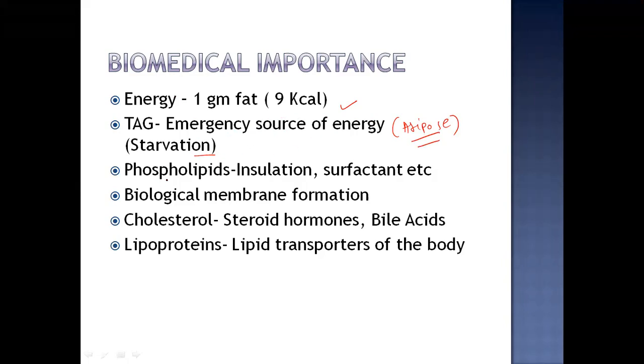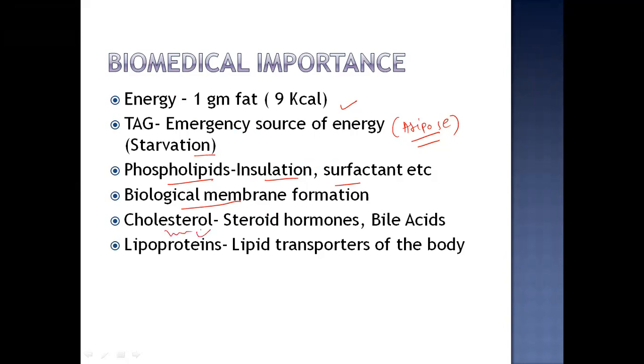Apart from this, phospholipids, which are the main form of lipids, their function is already known: lecithin acts as a surfactant. It can act as an insulation. It helps in formation of myelin sheath. Cardiolipin acts as an antigenic property. They are also helpful in formation of biological membrane.